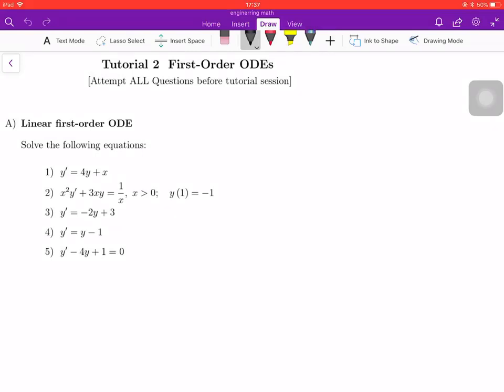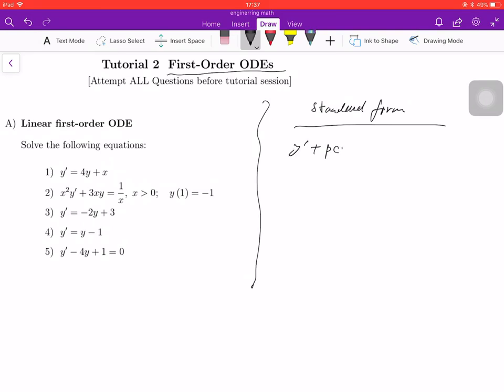Okay guys, let us see tutorial 2, first ODE. Before we discuss the tutorial, let me remind you what we have learned in the class for the standard form of the first linear ODE. The standard form is y prime plus p(x)y equal to q(x). So this is the standard form of a first linear ODE.